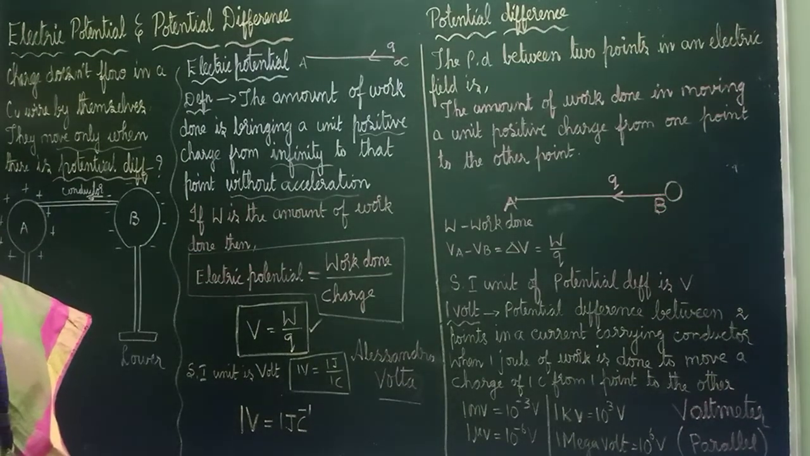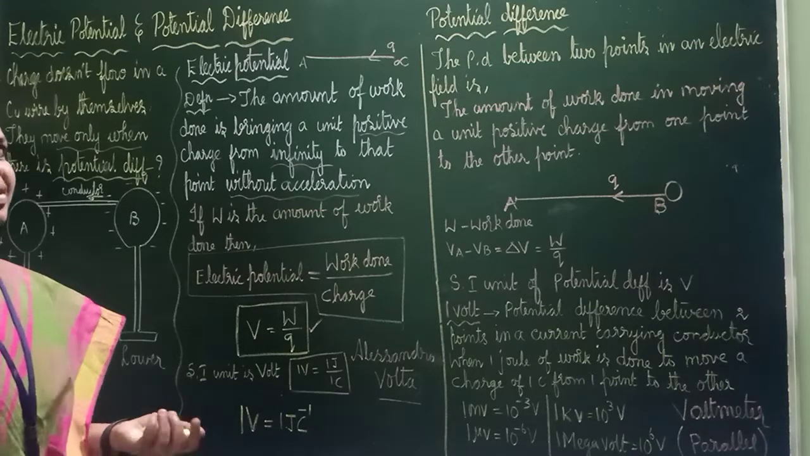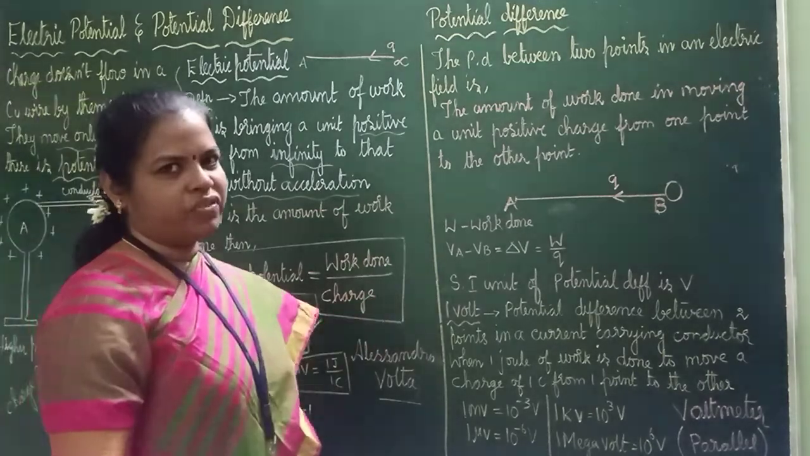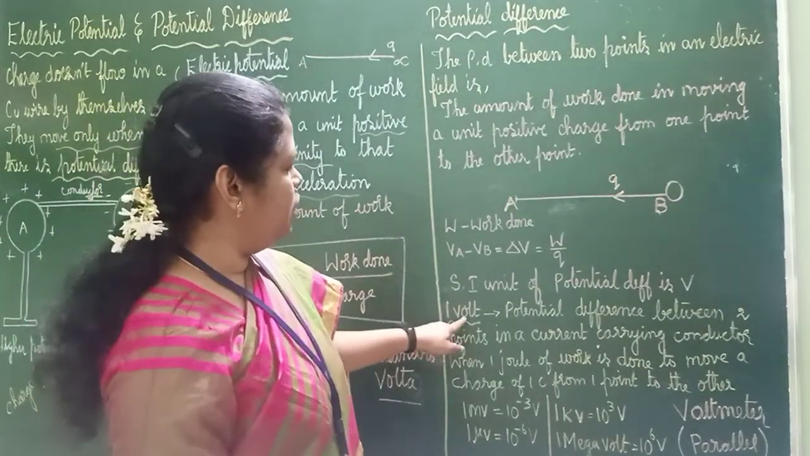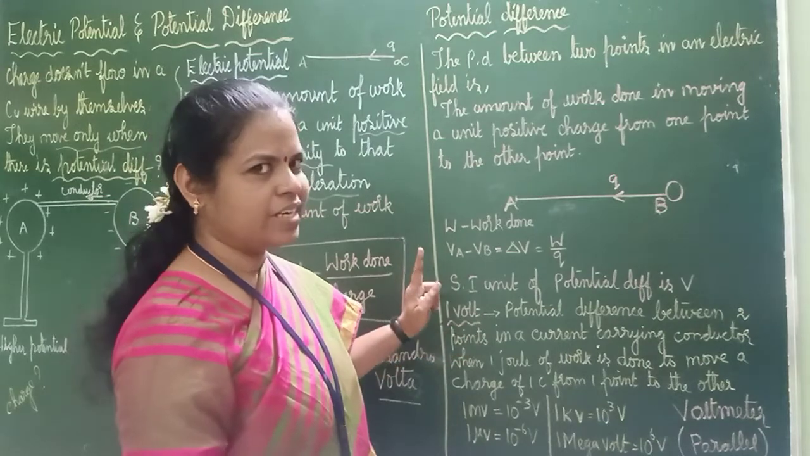SI unit of potential difference is volt. Yesterday the unit of current was ampere. To honor whom? SI unit of potential difference is volt, to honor Alessandro Volta. What is 1 volt? Yesterday we studied about 1 ampere.